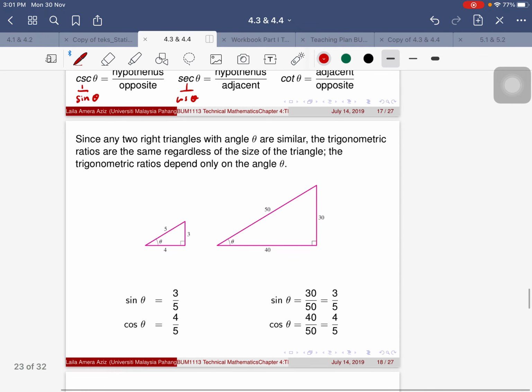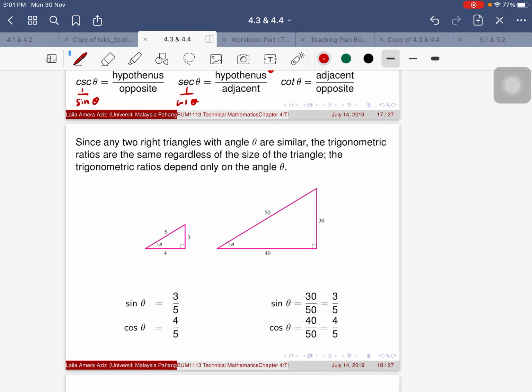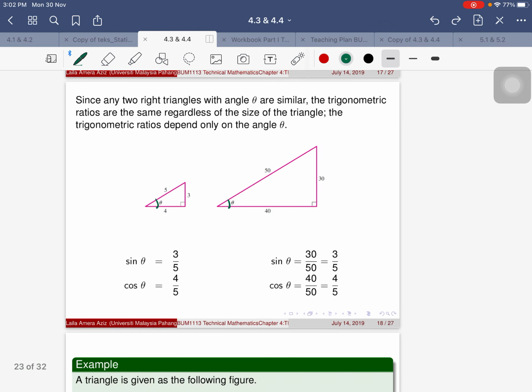Okay, so here it's telling you that if we have two right triangles, and we have the same angle, so basically here this is theta and this is theta as well, it doesn't matter if the size is different. For example, this triangle over here is 1/3 the size of the previous one, or this one is 3 times smaller than the first one. If the angle is the same, automatically the trigonometric functions are also going to be the same. It doesn't matter if one is multiple times bigger than the other, as long as the angle is the same, the trigonometric function is also going to be the same.